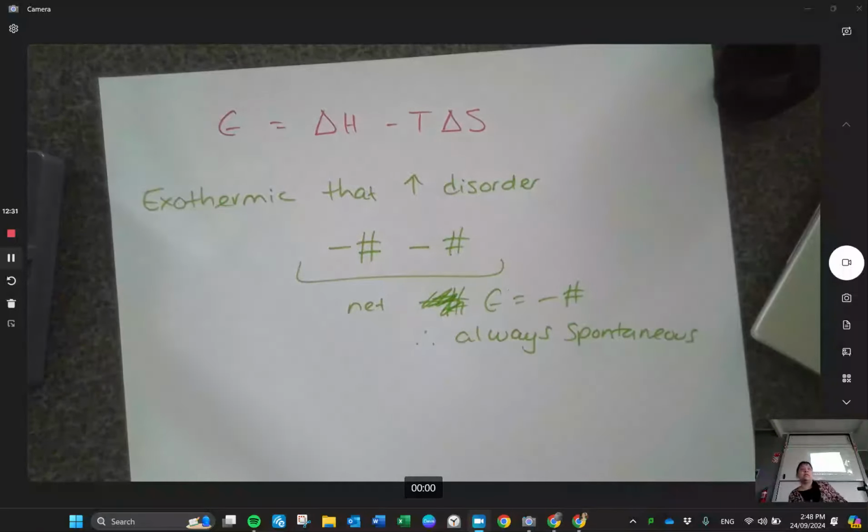All right, shall I do the next example? Let's say I have an endothermic reaction, and in this endothermic reaction, it decreases the disorder.